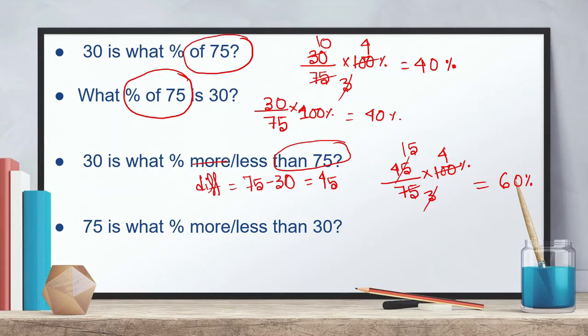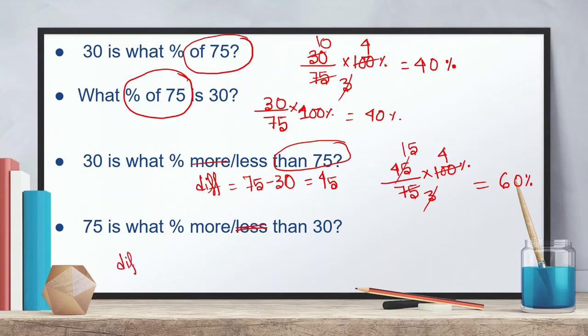75 is what percentage more or less than 30? Here we can see that 75 is more than 30, so we'll cross the less. And how to solve this? Here the process is the same also.